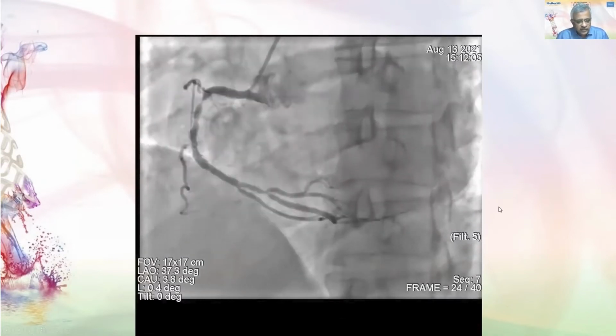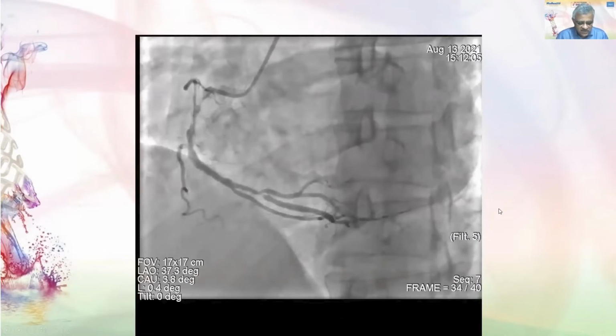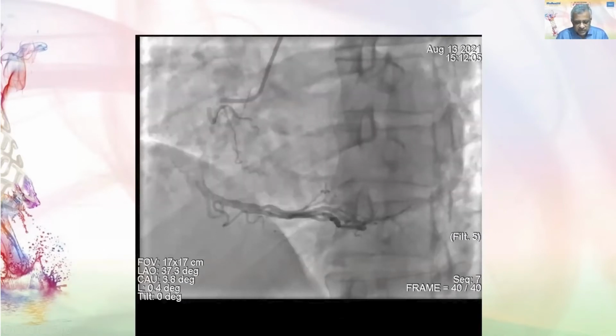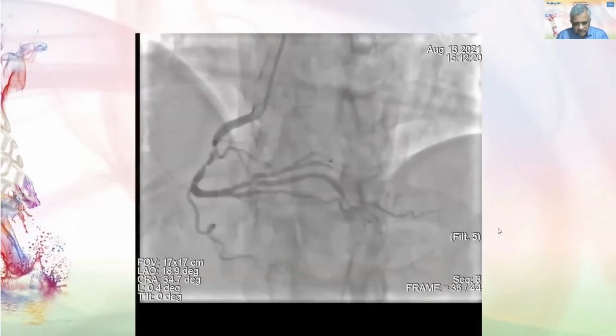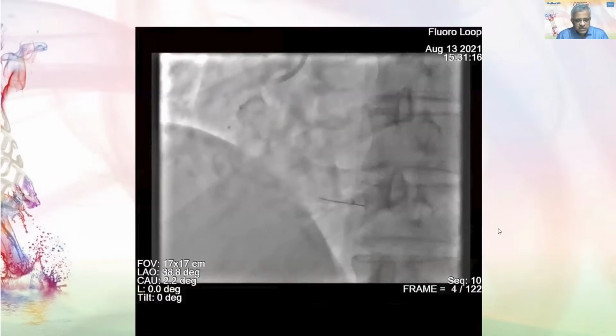So there was not much calcium visible from the angio pictures. It looked like a fibrotic lesion. We decided to go in for MeRes in this patient. So this is the first step we did.